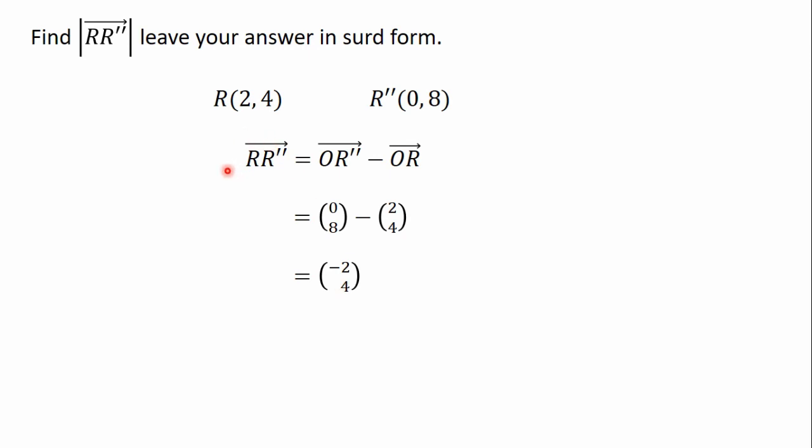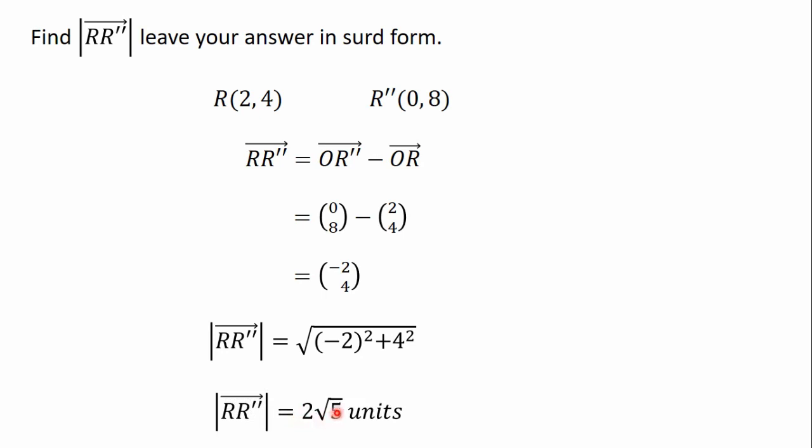We have now found the vector, so we can find the magnitude of the vector. The magnitude of the vector is equal to the square root of the square of the x component. The x component is minus 2. Because it's a negative number, you put it in a bracket. So minus 2 squared plus the square of the y component. The y component is 4. So we have 4 squared. So the magnitude will be equal to the square root of (-2) squared plus 4 squared. When you do this on the calculator, you are going to have 2 root 5.